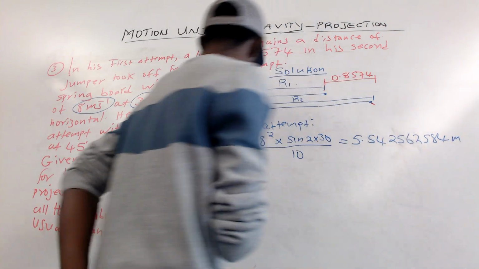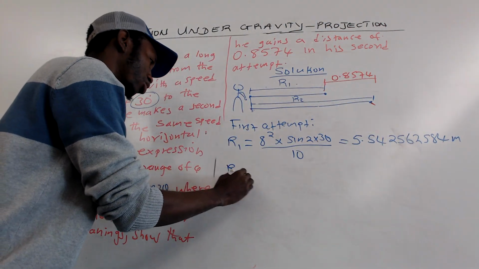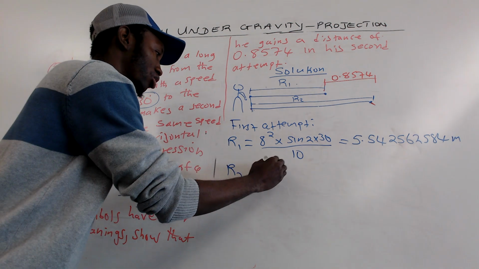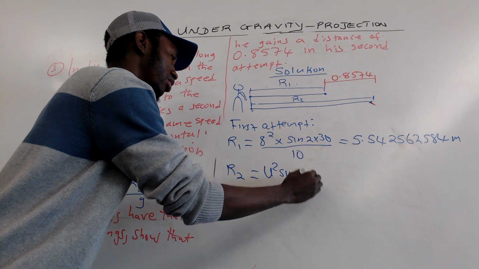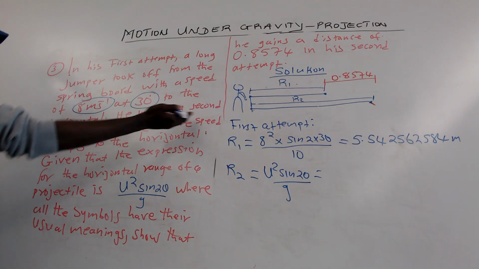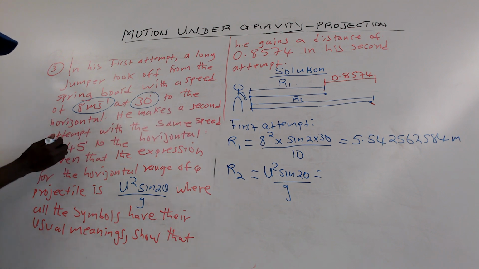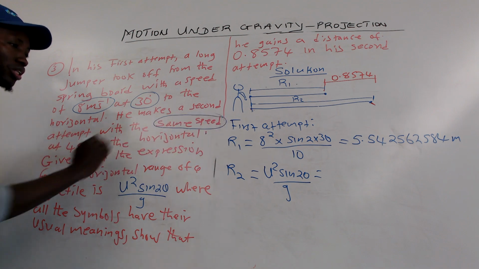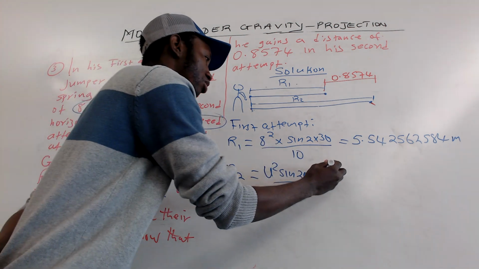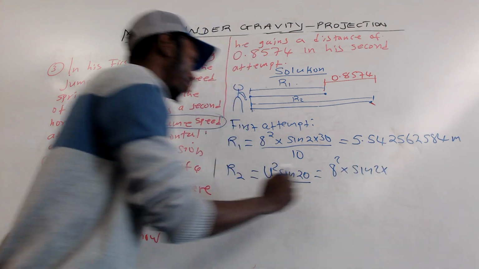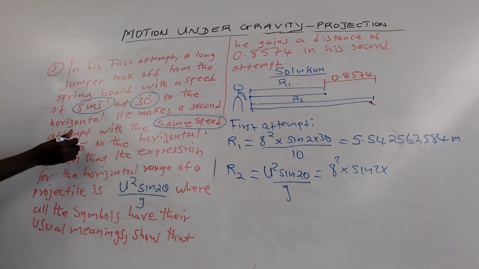In meters. So the second distance, R2, is the same thing: u square sine 2 theta over g. In this second attempt, he makes a second attempt with the same speed. If the speed is the same, that means this 8 is going to be 8 square times sine 2 times theta, and theta is 45 degrees.